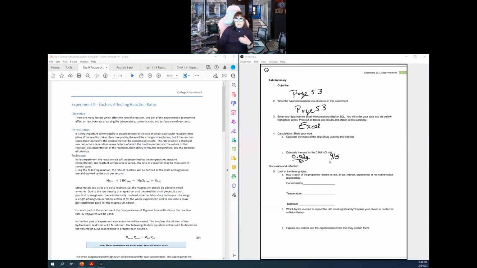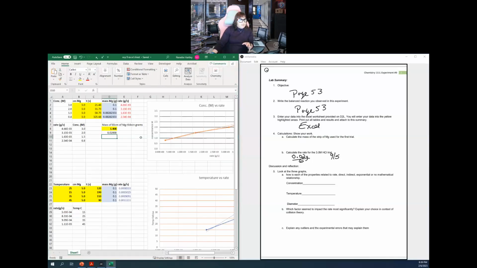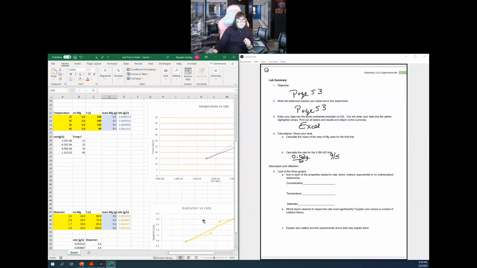For your discussion and reflection, we want you to look at the 3 graphs. And so once you've filled all of your data in for these, you have a graph here for concentration, one for temperature, and one for diameter. We want to know how is each of the properties related to this. So is it a direct relationship? As concentration goes up, the rate goes up? Is it an inverse relationship? So as concentration goes up, the rate goes down?